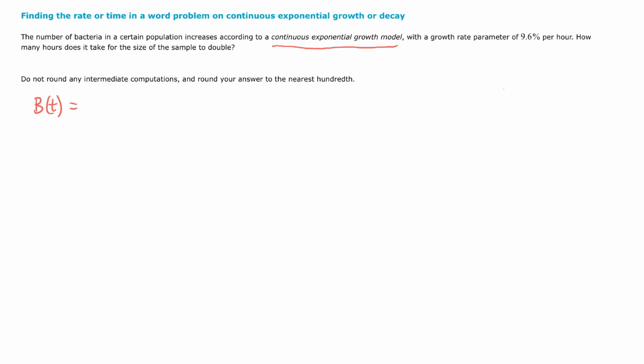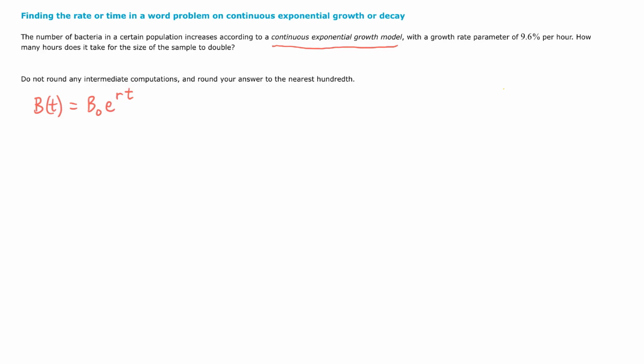We need some kind of initial amount, and we don't know what it is. So why don't we call it B sub 0 or B naught? And it's continuous exponential growth, so this is base e, and then we have a growth rate parameter, and then we also have time in the exponent position as well.